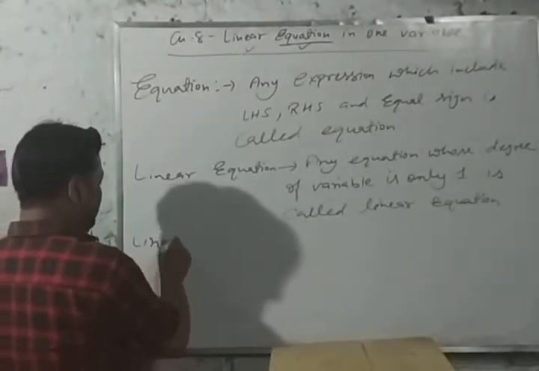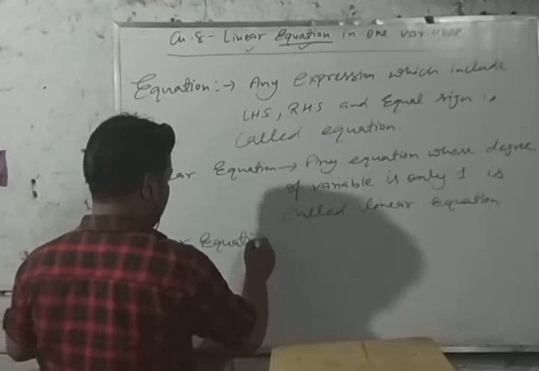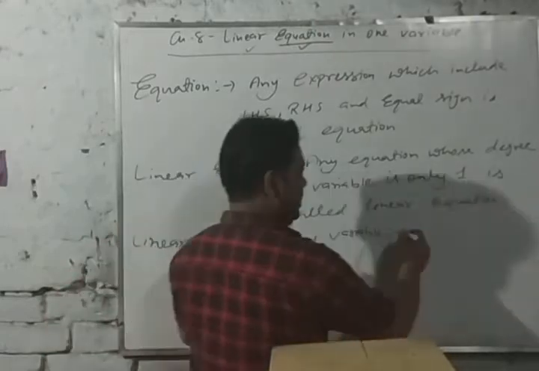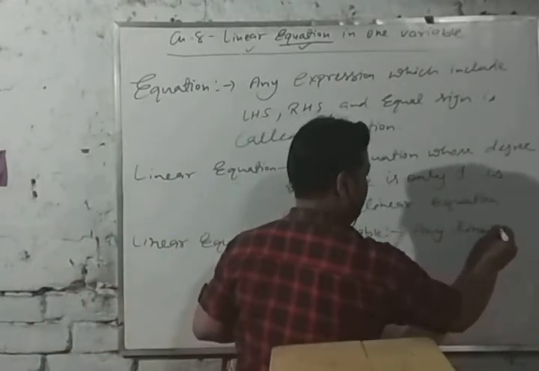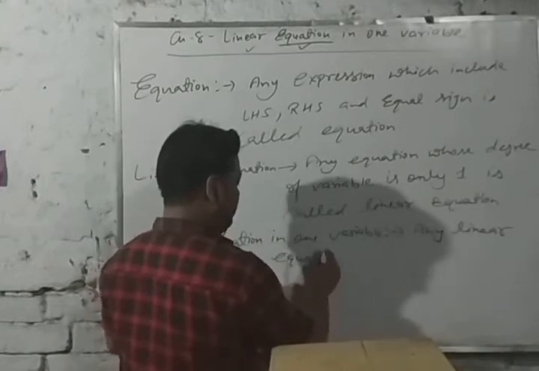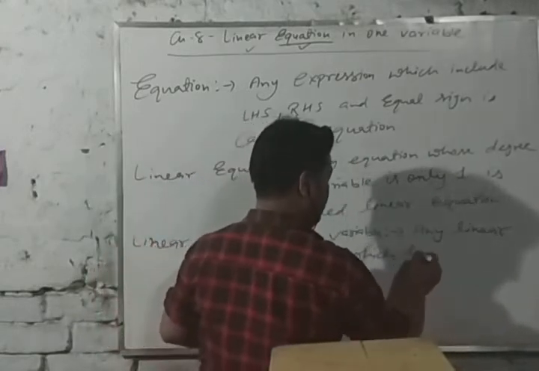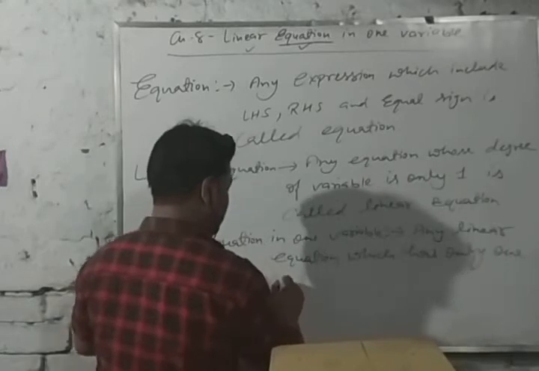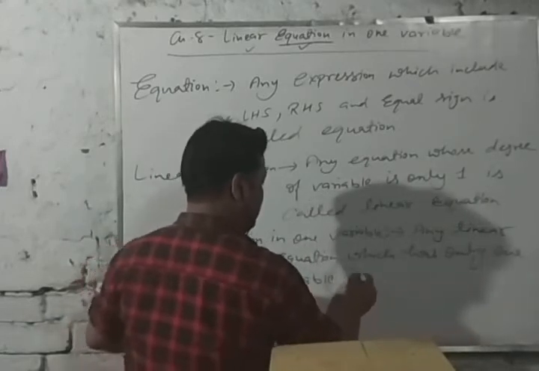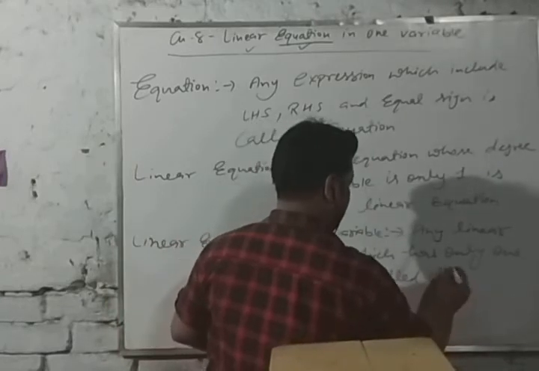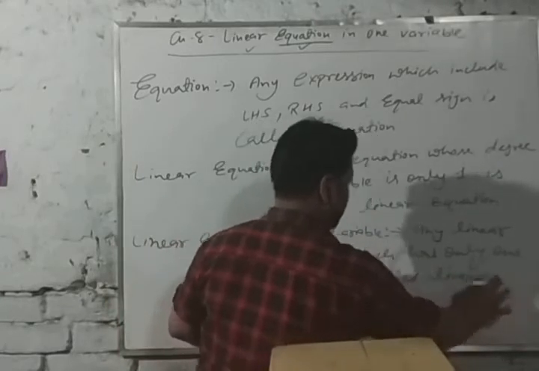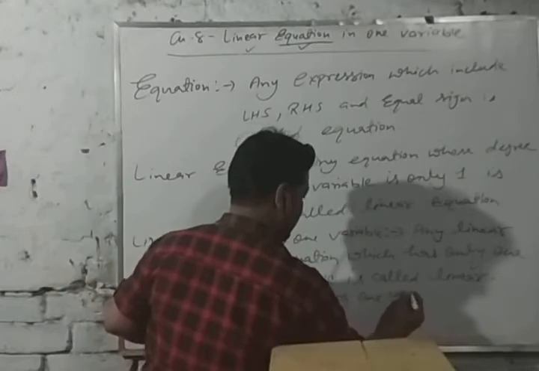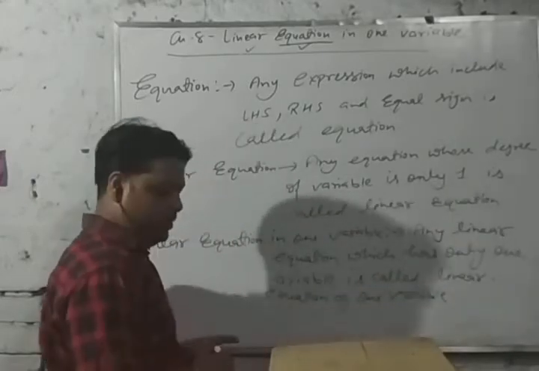Then linear equation in one variable, which is the chapter name, means any linear equation which has only one variable is called a linear equation of one variable.